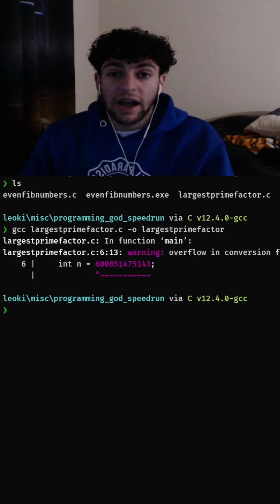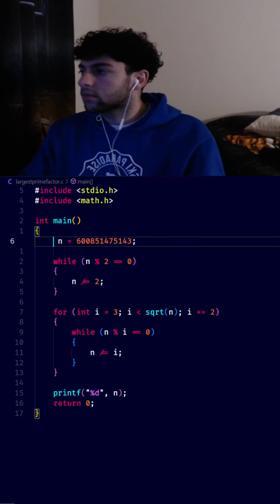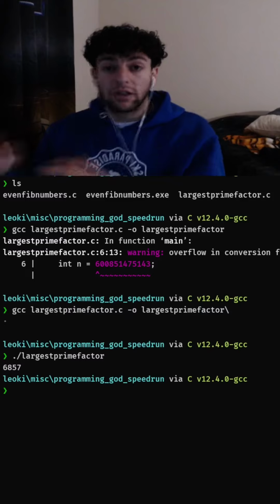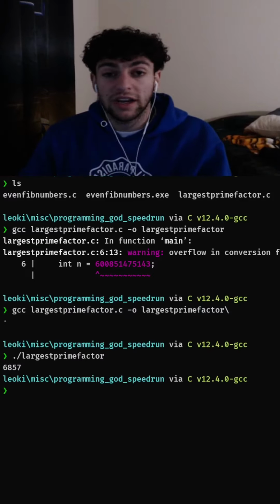I'm in my terminal. Let's compile our C file. My mistake, guys. Int n is supposed to be a long, like I stated. So let's fix that. Now, let's try compiling again. Now, let's run our file. And the answer we got is 6,857. Let's plug it in and see if it's correct.